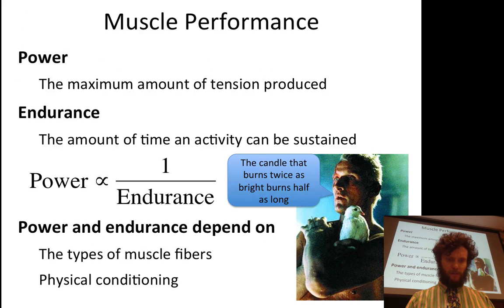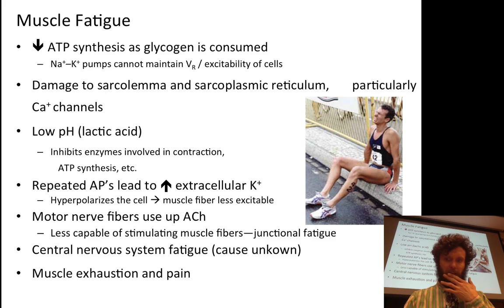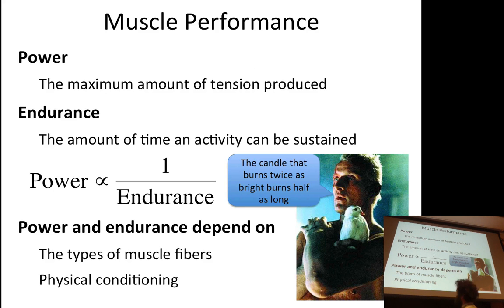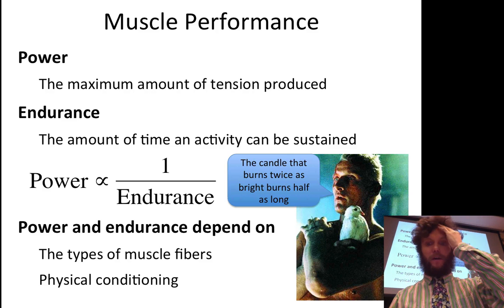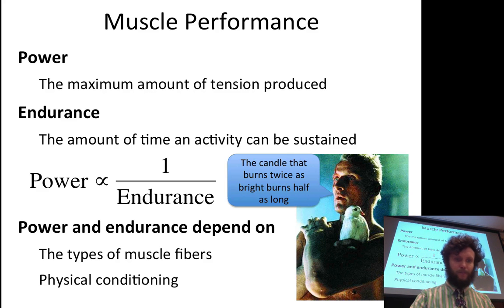What was it? Muscle fibers. Yeah, right. So the factors, I should say this is interesting. So the factors are the types of muscle fibers involved. Are we talking about fast, intermediate, or slow muscle fibers? And then your personal physical conditioning is also going to affect the power-endurance relationship.